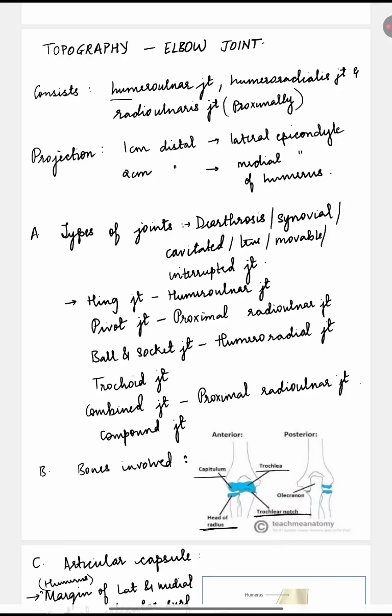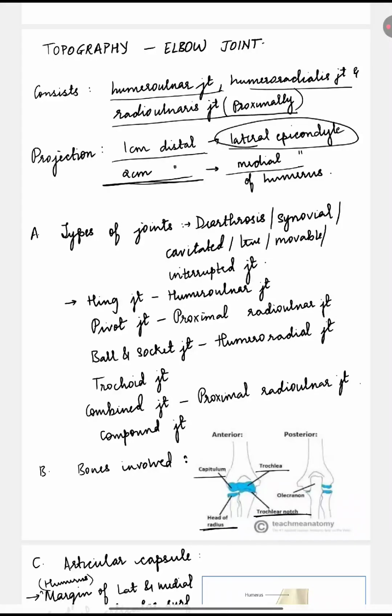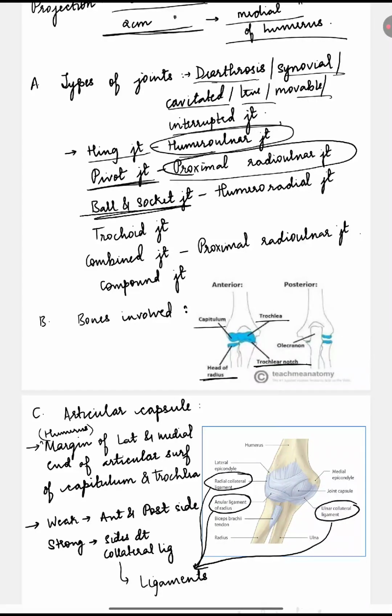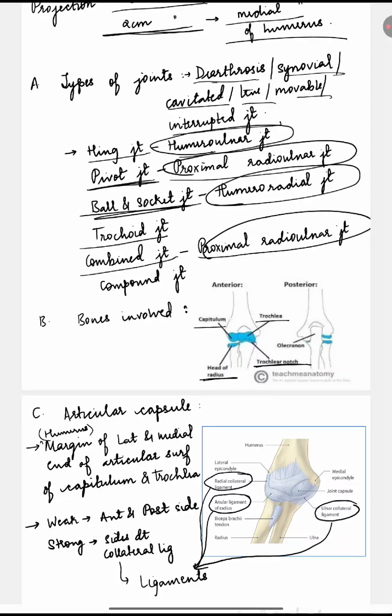It consists of the humero-ulnar joint, humero-radial joint and the proximal radio-ulnar joint. Projection is 1 cm distal to the lateral epicondyle, 2 cm distal to the medial epicondyle of the humerus. Types of joint: diarthrosis, synovial, cavitated, true movable interrupted joint. Hinge joint, humero-ulnar joint; pivot joint, proximal radio-ulnar joint; ball and socket joint, humero-radial joint; trochoid joint, combined joint, proximal radio-ulnar joint, and compound joint.